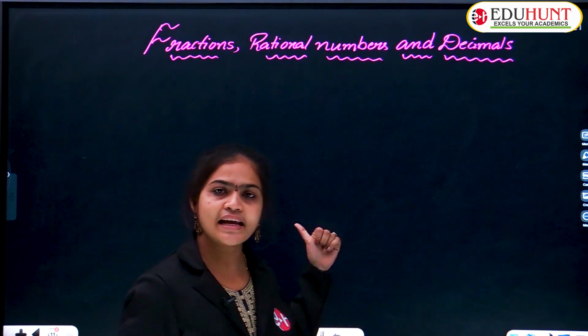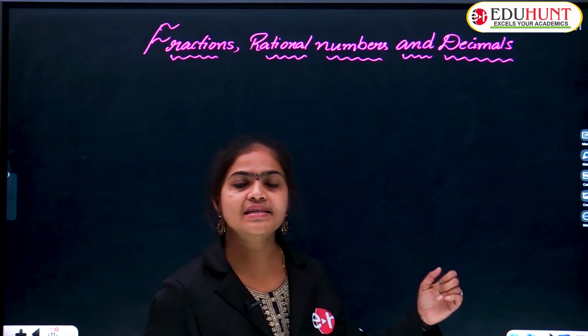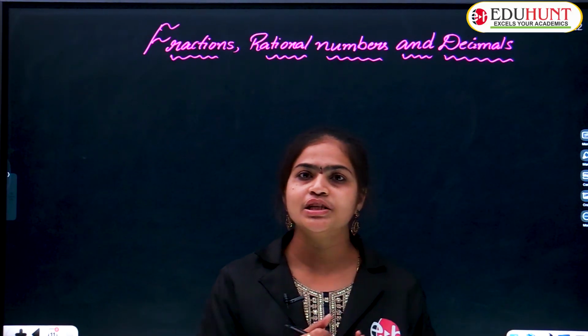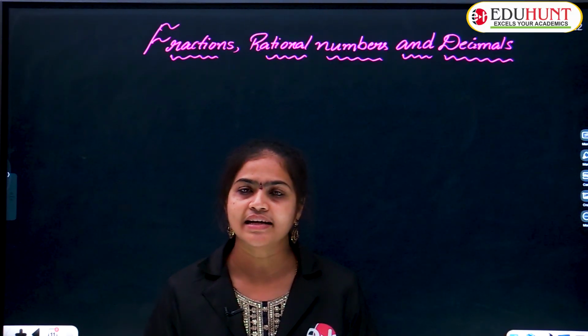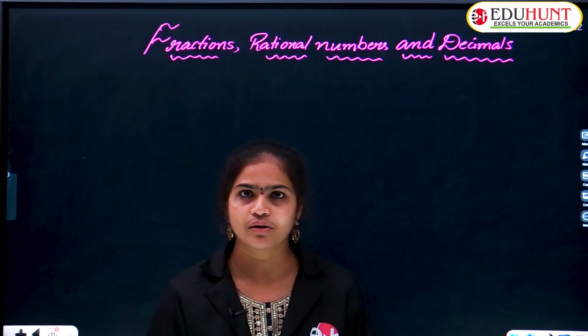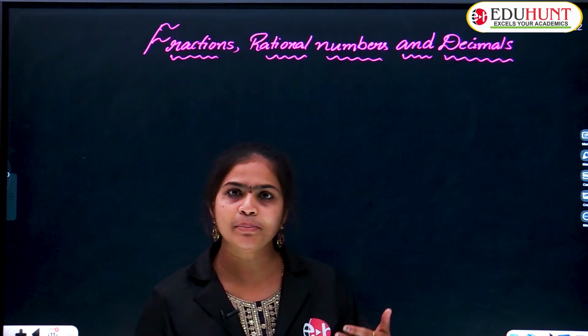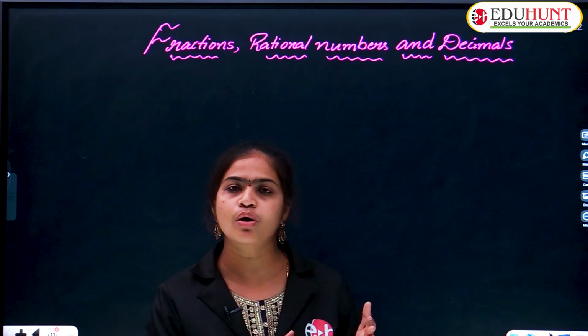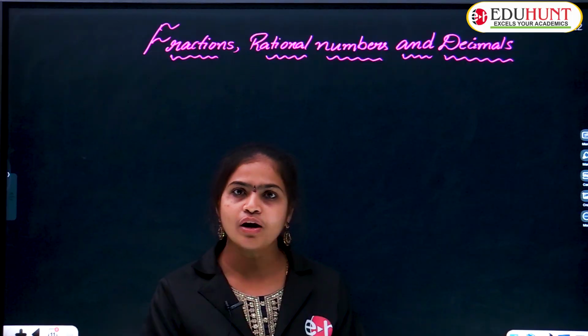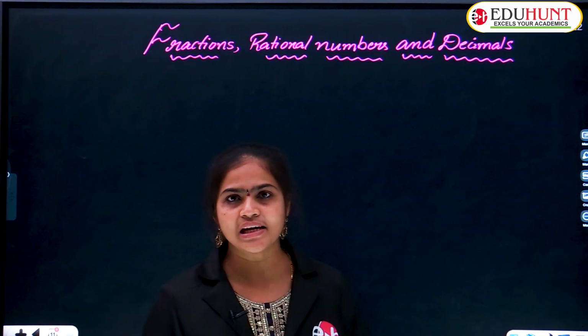Rational numbers are included in this concept along with all the fractions. Fractions, we already have an idea, right? A fraction we can write in the form of a by b. In the same way, a by b can be written as p by q form. Those are all fractions, and that form only we will consider as rational numbers.